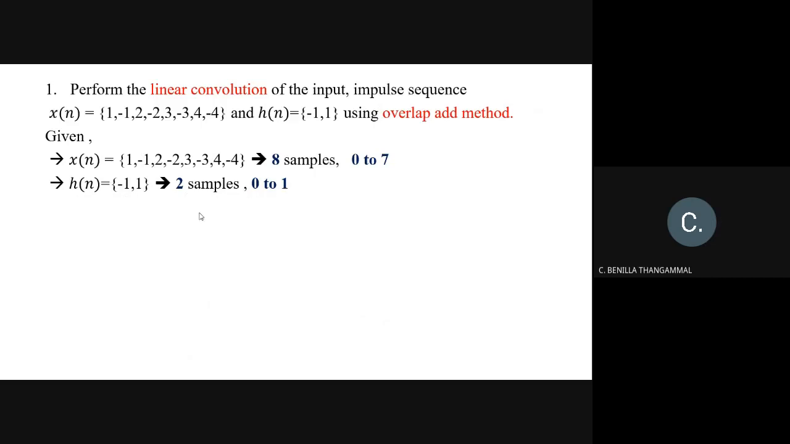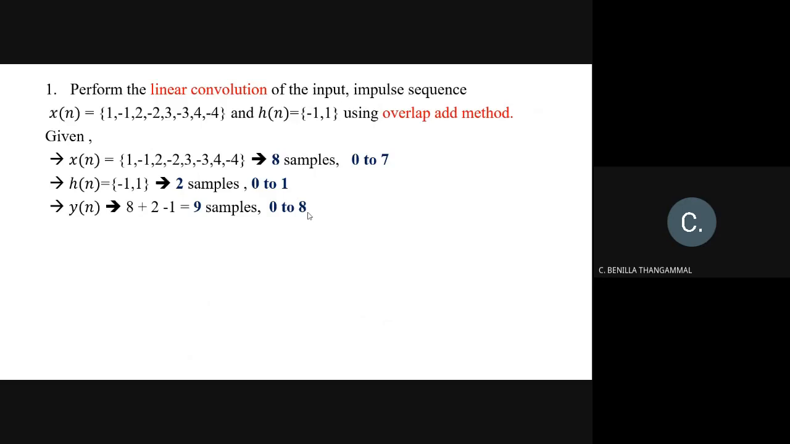I'll fix the y of n. So y of n is going to have the number of samples as 8 plus 2 minus 1, which is 9, and how do we calculate the time period? Add the starting time periods of x of n and h of n to get your y of n. So 0 plus 0 is going to be 0, and the finishing time period 7 plus 1 is going to be 8. So this is how I have studied it here. Now we'll start doing the problem.